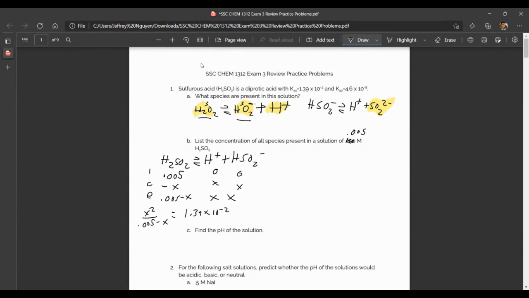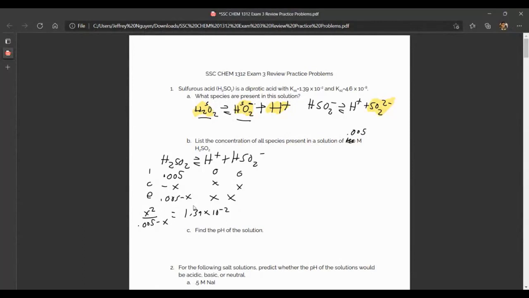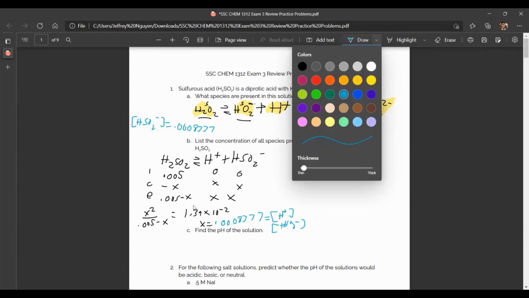I'll let y'all plug that into your calculator. When I plug that into the calculator, x is equal to this really long number, 0.0008337. This is going to be our concentration for H plus and also for HSO2 minus. So we can already write that HSO2 minus is going to be that number. For H plus, we might get a second H plus value, so let's hold on to that.